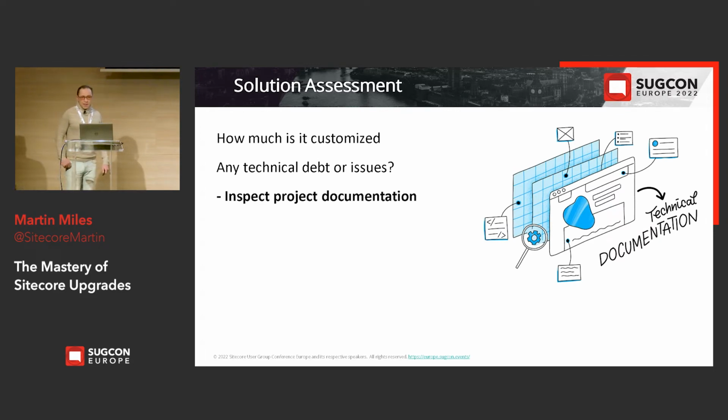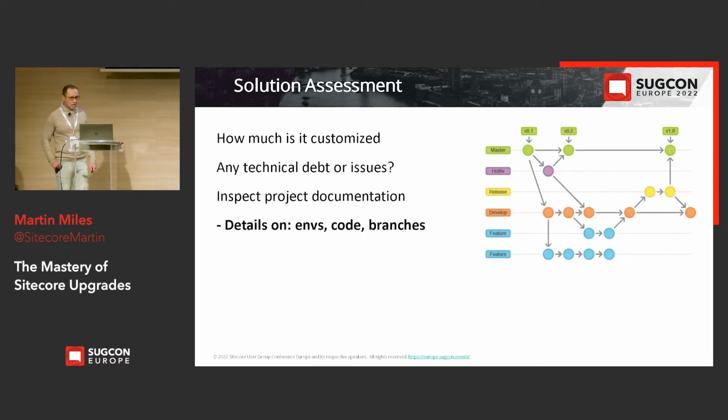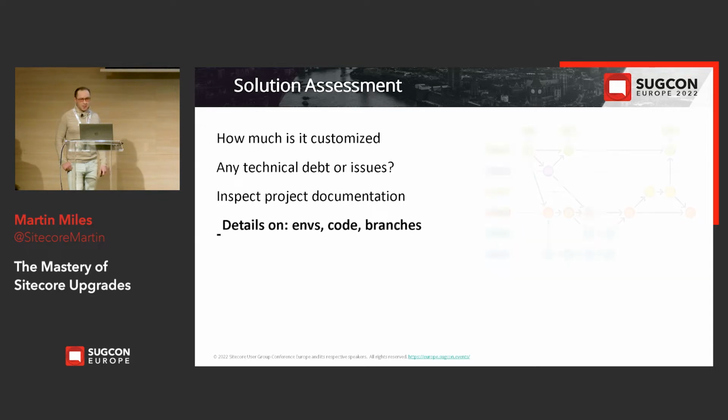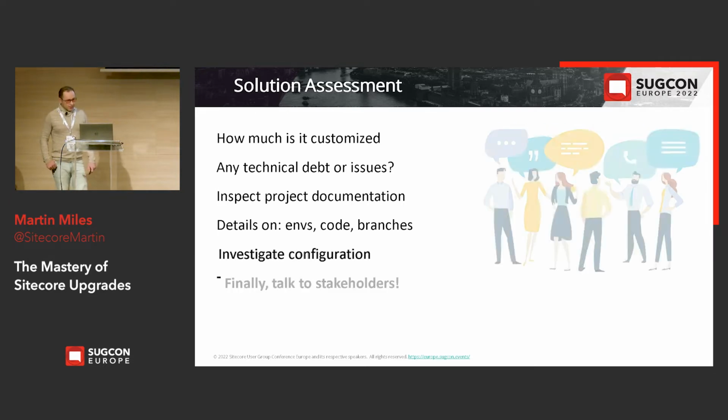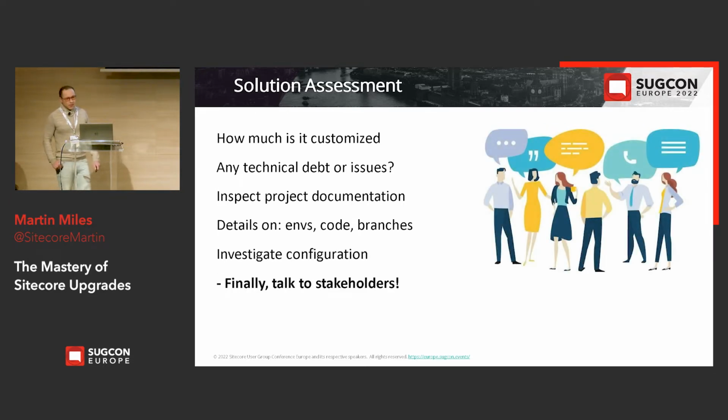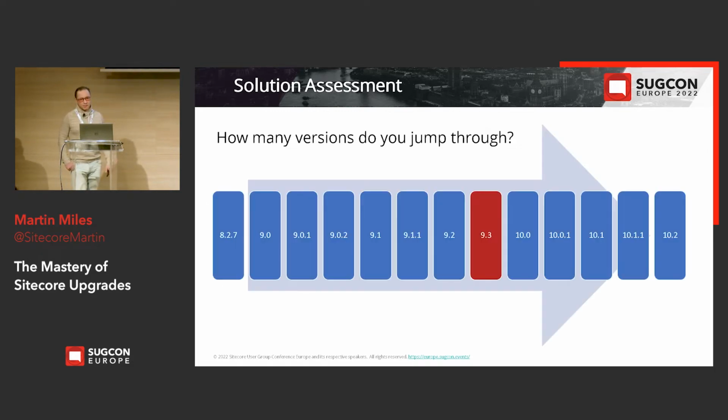If you get access to any existing documentation, that would be a perfect place to start, and it will likely give some answers to the previous question. Find the details about all the environments, code, branches, and which code branch is deployed to which environment. Also, you'll be interested in the details about existing CI/CD pipelines. Find the custom configuration made in Sitecore. I will explain later how to do that. And finally, talk to stakeholders. Who, if not your stakeholders, is most interested in the success of an upgrade?